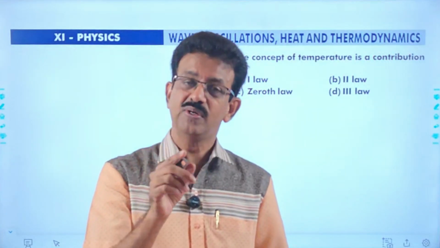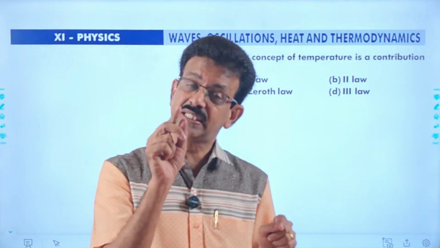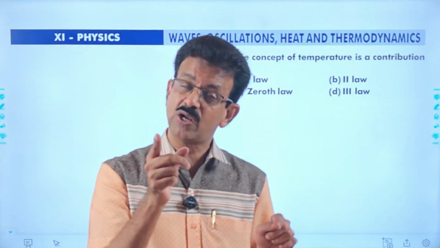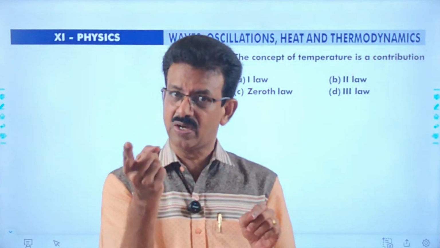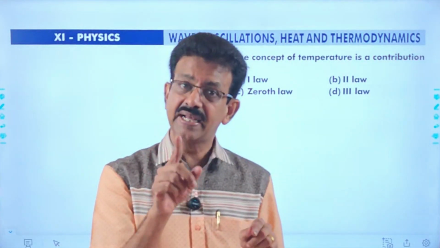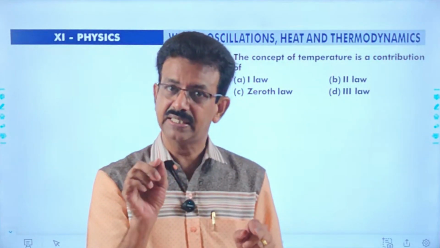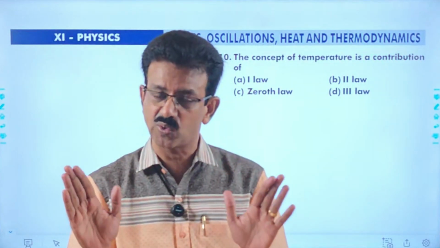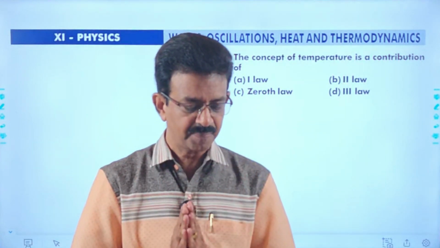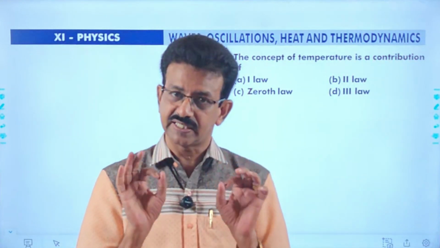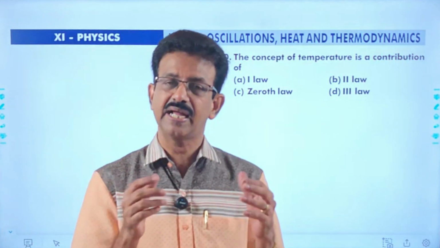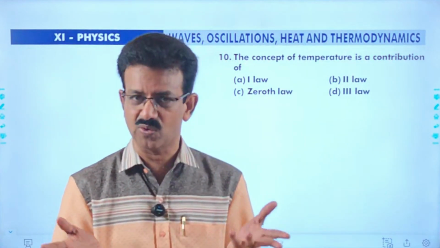What is the zeroth law? If two thermodynamic systems are separately in thermal equilibrium with a third one, the two will also be in thermal equilibrium with each other. And the concept of temperature is a contribution of the zeroth law. Here the question is, the concept of temperature is a contribution of dash. Zeroth law of thermodynamics. I gave the statement of that zeroth law also.